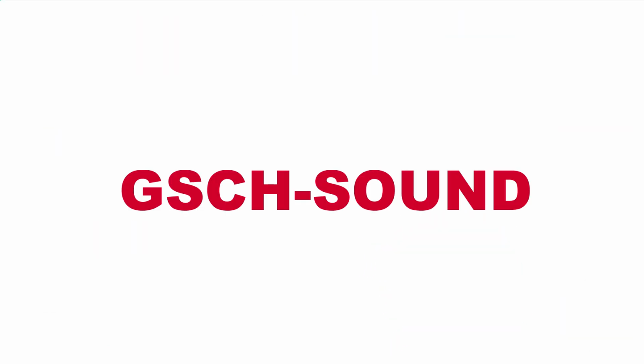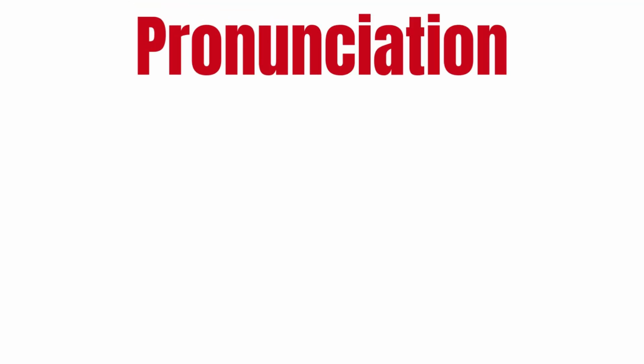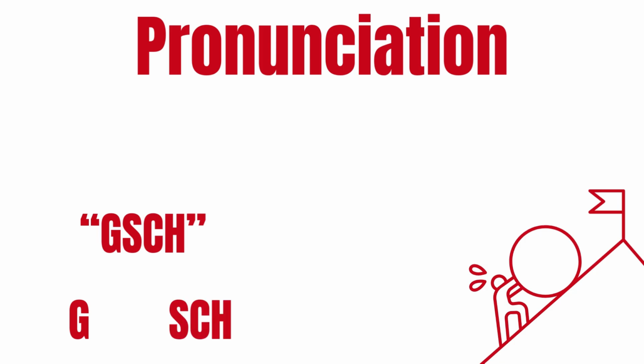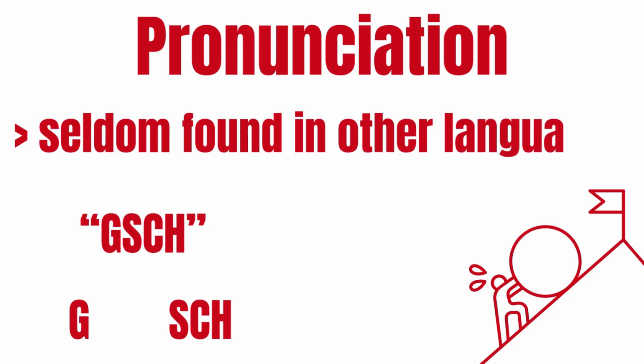Let's take a look at the GSCH sound. Let's start with the pronunciation. The GSCH sound in Austrian German and Bavaria consists of the letter G and the combination SCH, which is pronounced as sh in German. The GSCH sound in Austrian German is special because it is seldom found in other languages. Even in Standard German, it is not very common. The easiest way to learn the sound is to take a look at some examples.